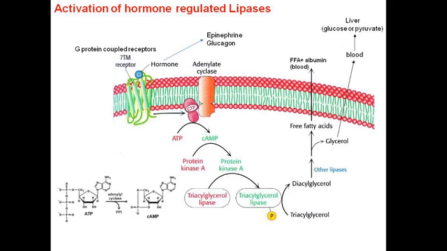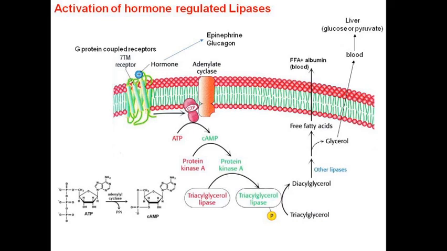Once this glycerol is generated, it cannot be utilized by adipocytes because adipocytes do not have the glycerol kinase enzyme, which is present in the liver. So this glycerol cannot be converted into glyceraldehyde 3-phosphate, which is the starting point for triglyceride biosynthesis. So whatever glycerol is produced has to be released into the blood from the adipocyte, and from blood it will reach the liver where it will be converted into glucose or pyruvate.